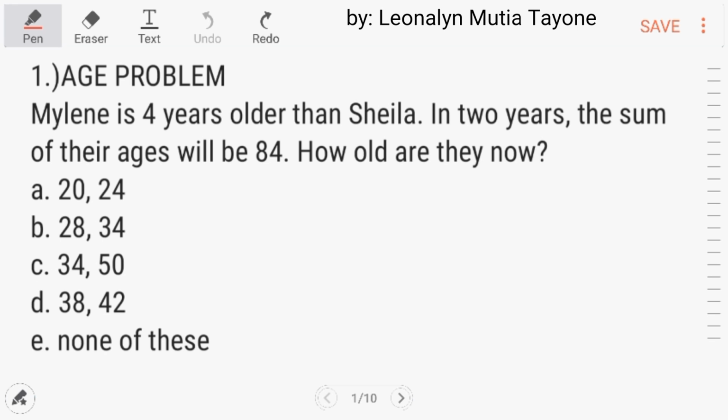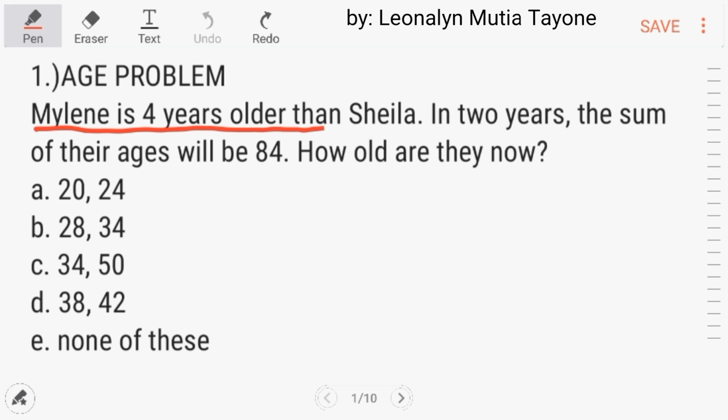Mylene is 4 years older than Sheila. In 2 years, the sum of their ages will be 84. How old are they now? Huwag mo isiping age problem siya kung sakaling you don't want to know about age problem, kung paano to siya i-solve. Ang atin ngayon is, paano siya gawing equation?